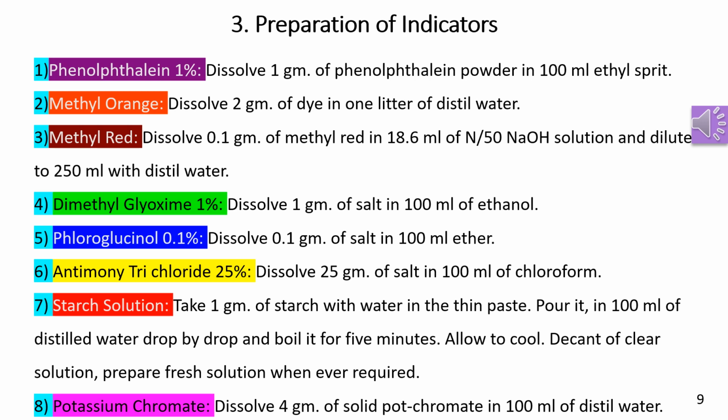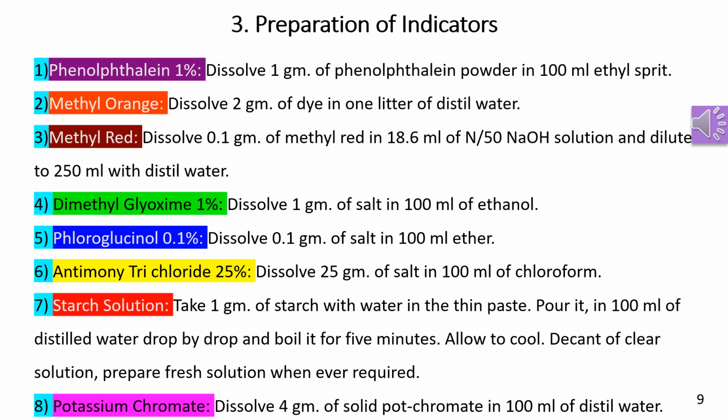Number 6, antimony trichloride 25%. How can we prepare the antimony trichloride 25%? To prepare this type of indicator, we need salt and chloroform. The amount of salt is 25 gram and the amount of chloroform is 100 milliliter. We will dissolve 25 gram of salt in 100 milliliter of chloroform. So that's how the antimony trichloride 25% indicator will be prepared.